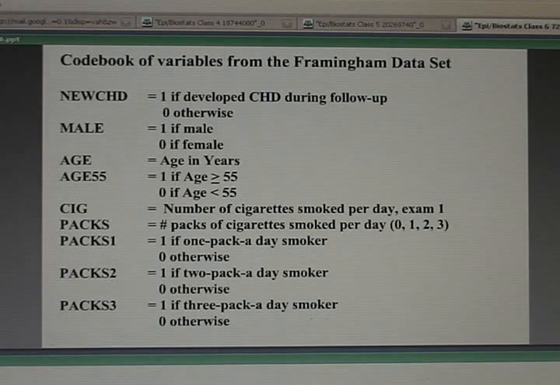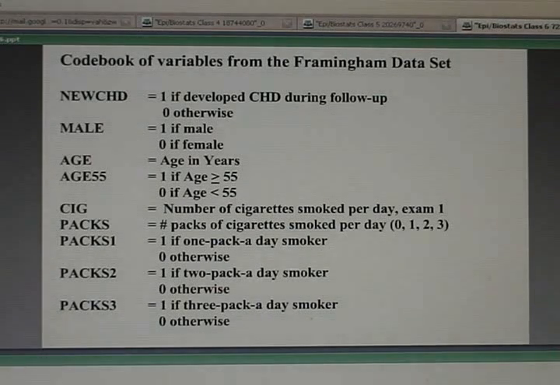Another variable we're going to be looking at is smoking. They recorded the number of cigarettes a person smoked at their first exam. We made that into a pack variable. Anybody who smokes 0 cigarettes is called a 0 for pack. Anybody who smokes between 1 cigarette a day up to 20 cigarettes a day, well, that's a 1 pack a day smoker. They open up 1 pack of cigarettes each day and smoke some of them.